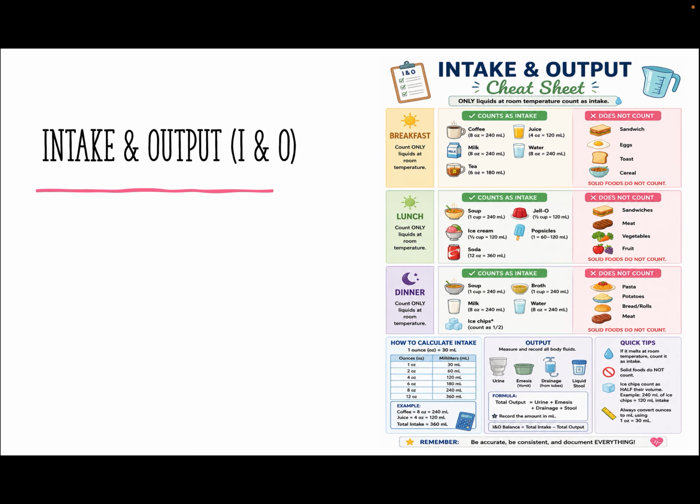Okay. For the next set of questions, you also need to know output. So we would count for output anything like urine, emesis, which is their vomit, if they have any type of drainage tube, or liquid stools. So diarrhea, if we can capture it and measure it, we're counting it.